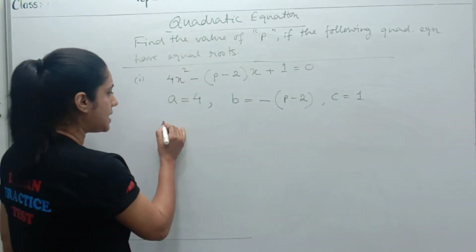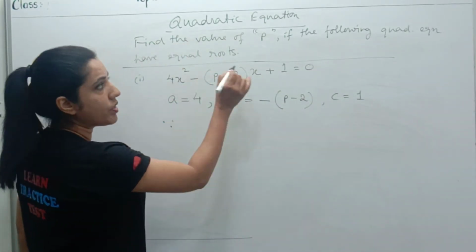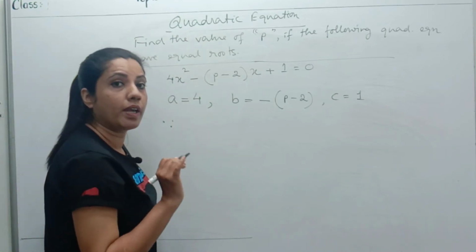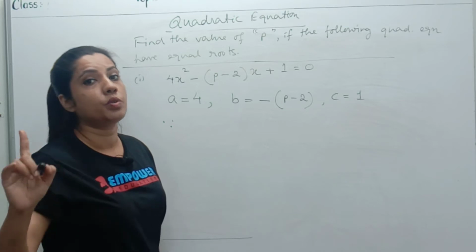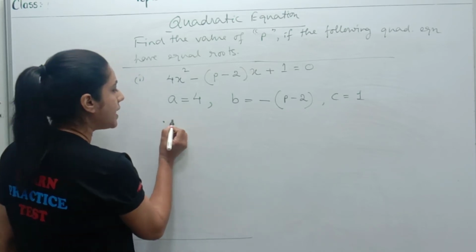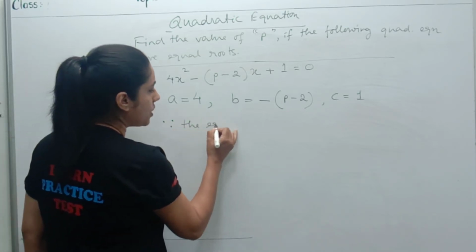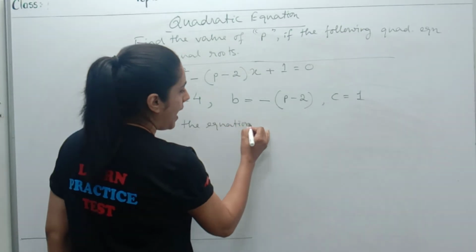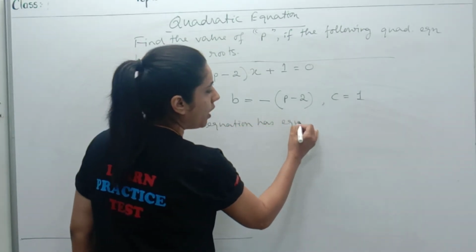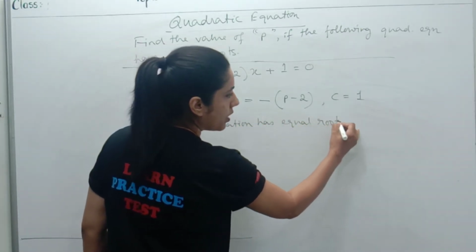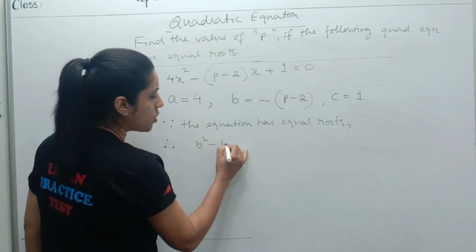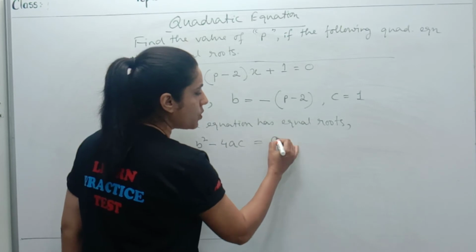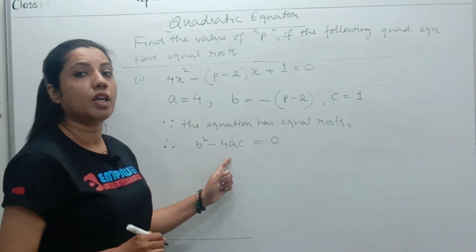Now since the equation has equal roots, we can put the criteria, that is b square minus 4ac equal to 0. So we'll write it here. Since the equation has equal roots, therefore b square minus 4ac equal to 0. This is a criteria for the equal roots.